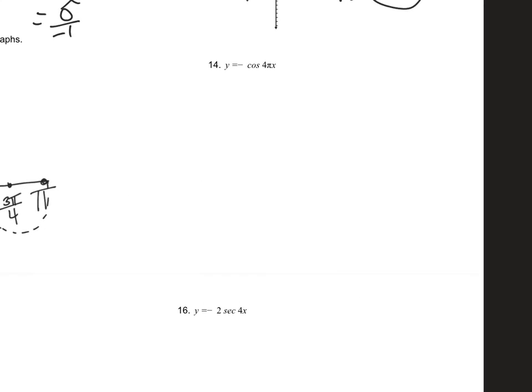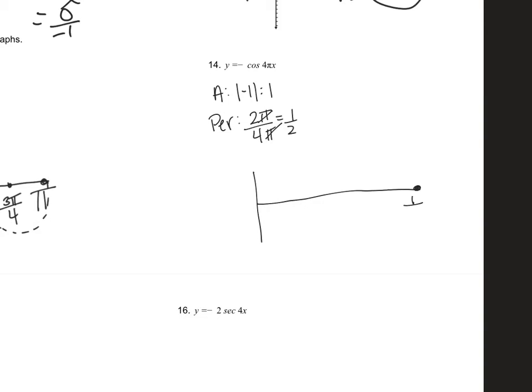All right, so negative cosine 4 pi x. So my amplitude is negative 1, the absolute value of that. My period is 2 pi over 4 pi, so 1/2. So we're going to go ahead. My endpoint is 1/2. So a quarter is in between, an eighth is in between, and 3/8 is in between.